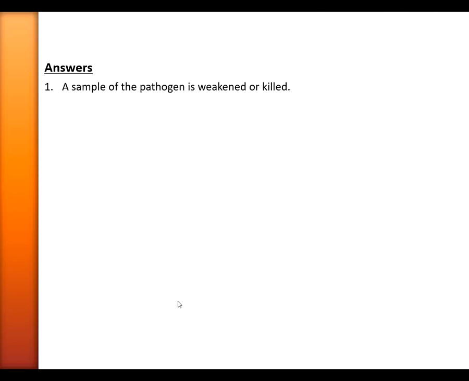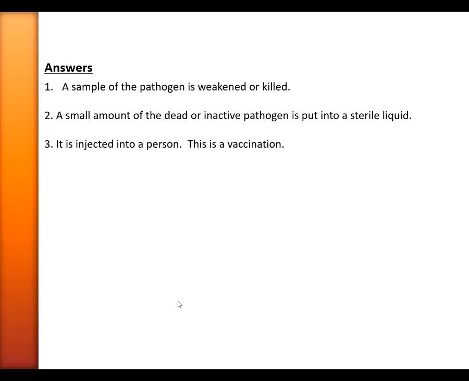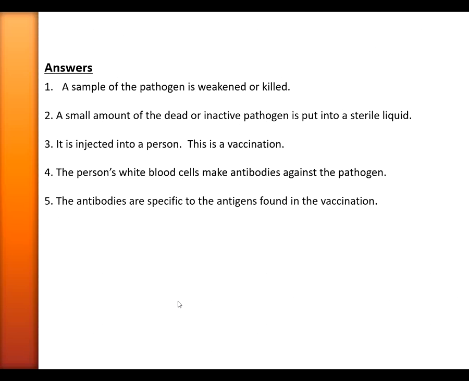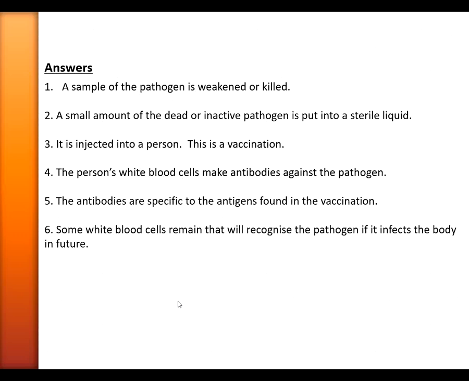So 1, the sample pathogen is weakened or killed. 2, a small amount of the dead or inactive pathogen is put into a sterile liquid. 3, it is injected into a person. This is a vaccination. 4, the person's white blood cells make antibodies against the pathogen. 5, the antibodies are specific to the antigens found in the vaccination. 6, some white blood cells remain that will recognise the pathogen if it infects the body in future.